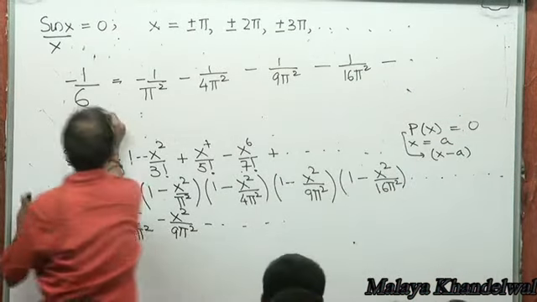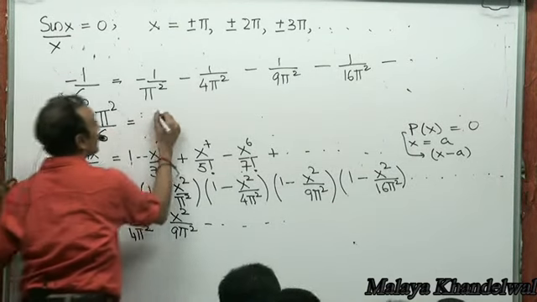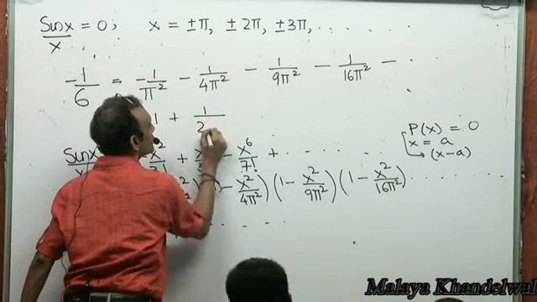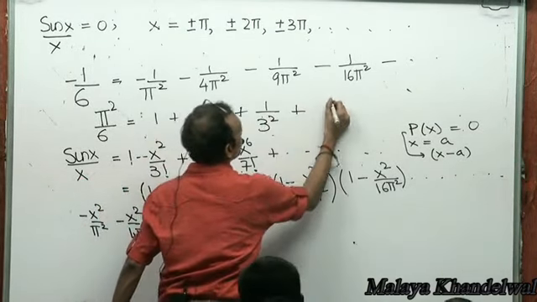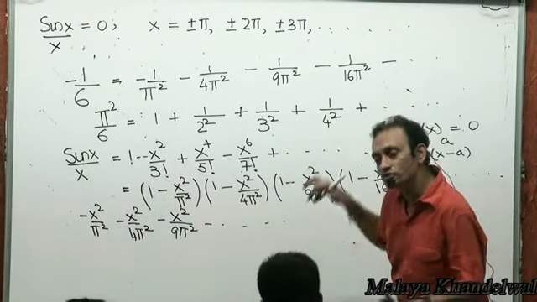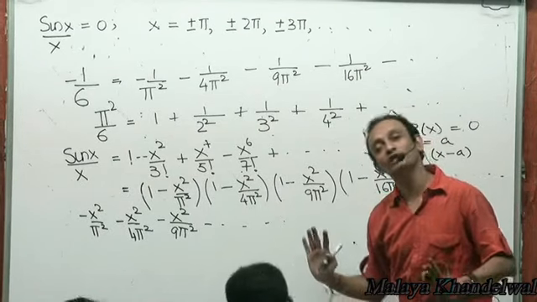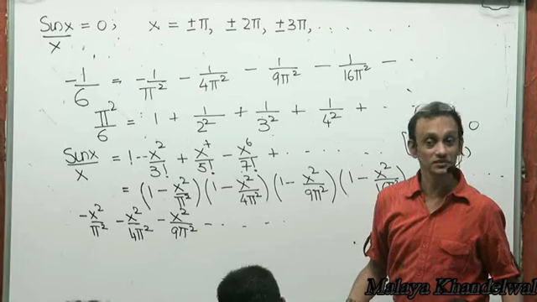Pi squared by 6, therefore, is going to be 1 plus 1 by 2 squared plus 1 by 3 squared plus 1 by 4 squared, and so on and so forth. If you have understood this, it's all right. If you have not understood this, then also it's all right for the time being. But this is what you do, right?